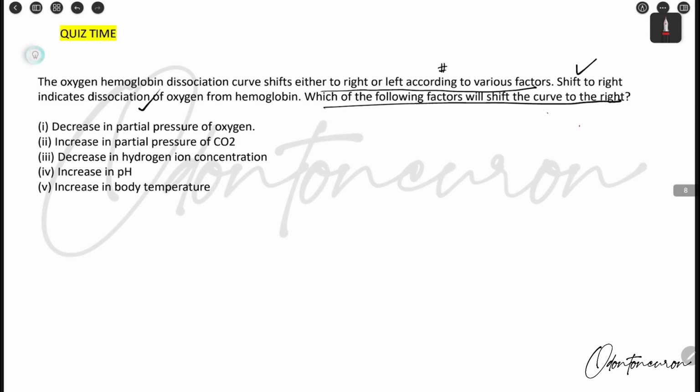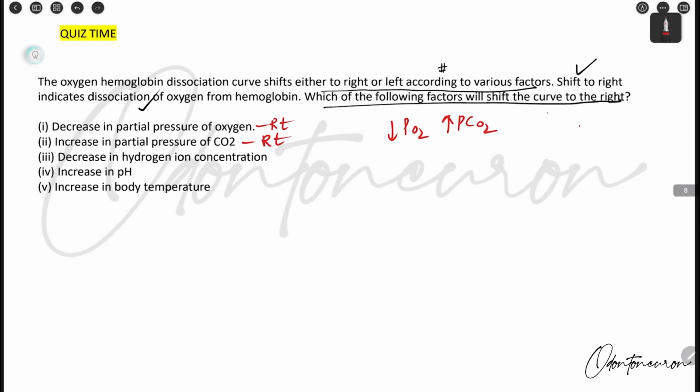Now, we'll see all the 5 factors one by one. Decrease in partial pressure of oxygen. If there is a decrease in partial pressure of oxygen, there will be an increase in partial pressure of CO2. If there is an increase in partial pressure of CO2, the curve will shift to right. Increase in partial pressure of CO2: of course, as I said, the curve will shift to right.